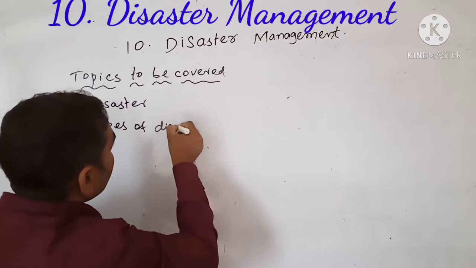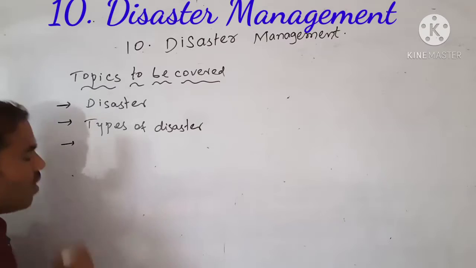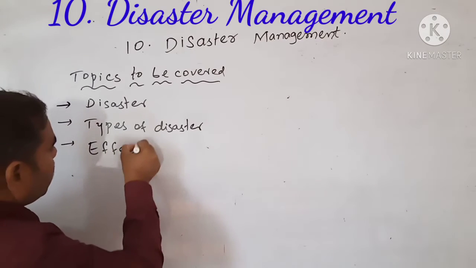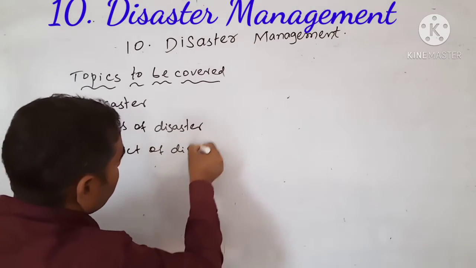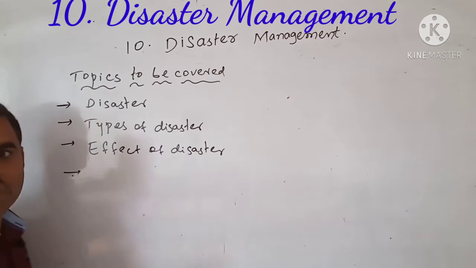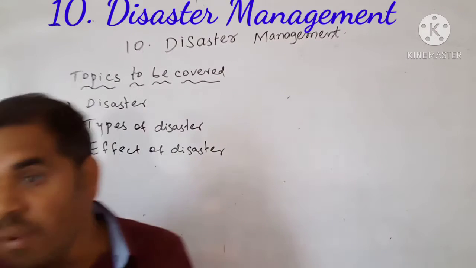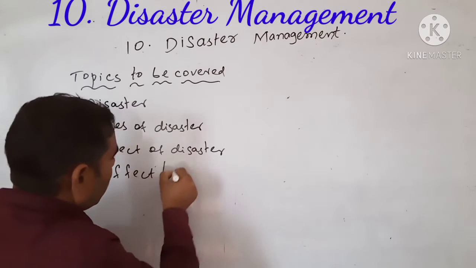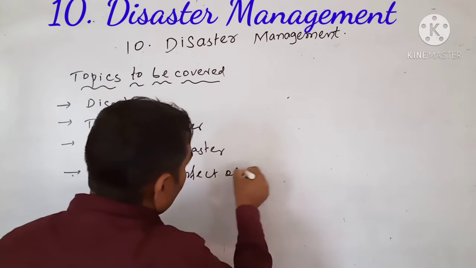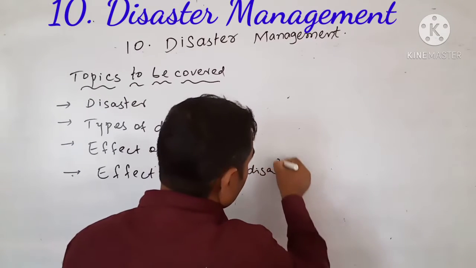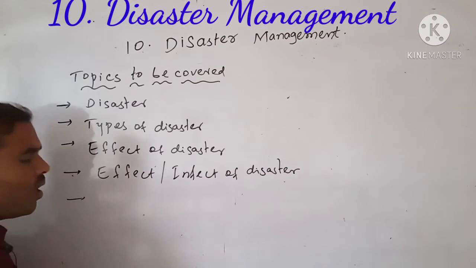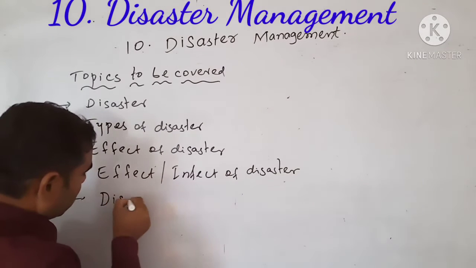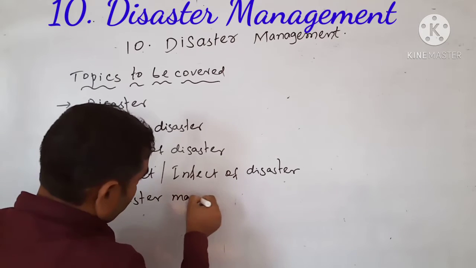Third is the effect of disaster. Next, the effect or impact of disaster. Next, we have to see disaster management.